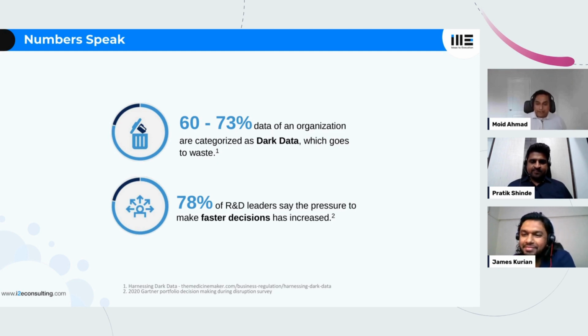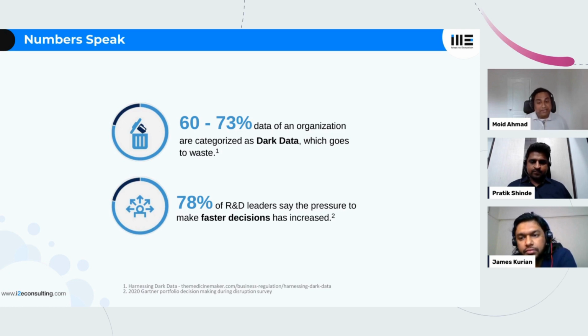First of all, we'll go for these two numbers and then we will try to solve the puzzle. The first one says 60 to 73% of data of an organization is categorized as dark data. And dark data is something which goes to waste. It never gets utilized. We'll come back to that.